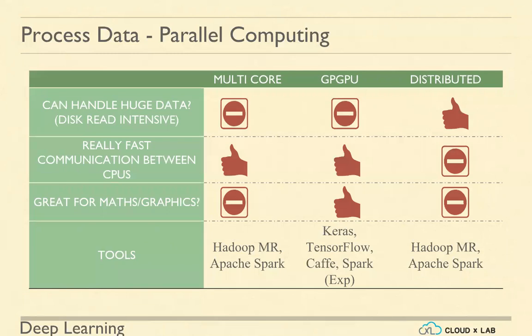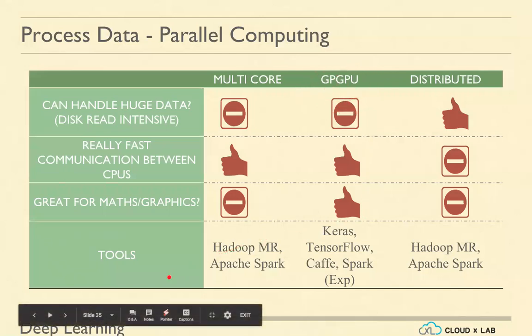Now, when you have to handle huge data, distributed computing is the only way to go, because you need many hard disks to read in parallel, right? When you need really fast communication between the CPUs, you go with either multi-core or GPU. If you're really building a deep learning system which requires a lot of mathematical computations or graphical computations, you go with the GPU. In short, we call it GPU.